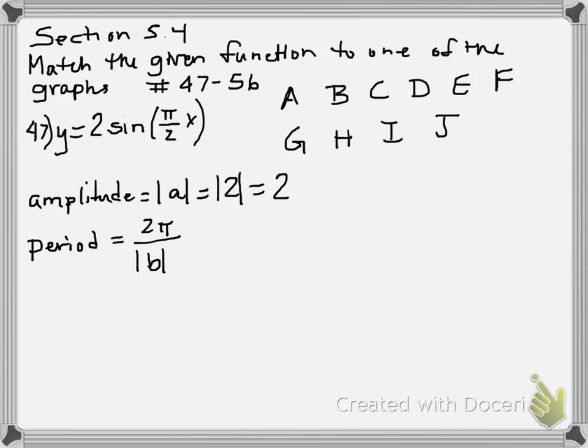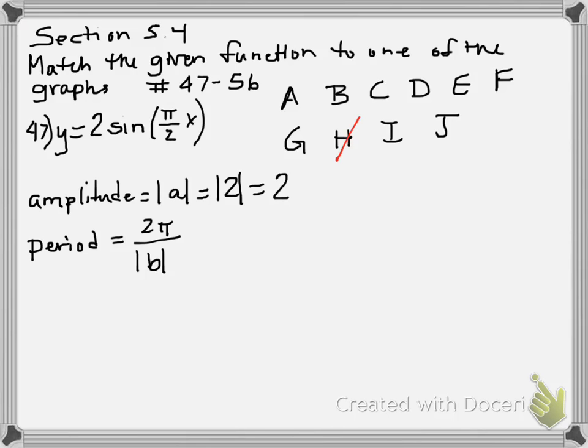So, you're going to look at your graphs. I'm going to find which ones have an amplitude of 2. So I'm looking at my graphs on page 415, and I see that A has an amplitude of 2, so I can't eliminate that one. So does B, C, D, E, and F. G has an amplitude of 2. Now when I get to H, H has an amplitude of 3. So I know that H cannot be the one, so I can eliminate it.